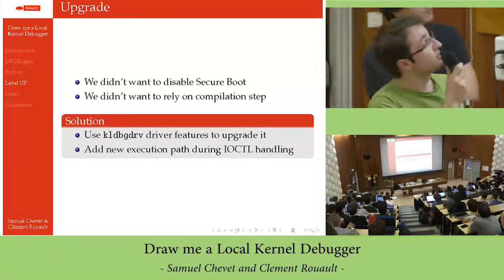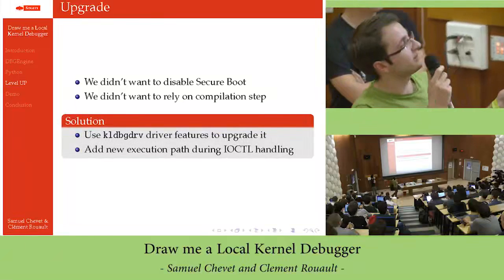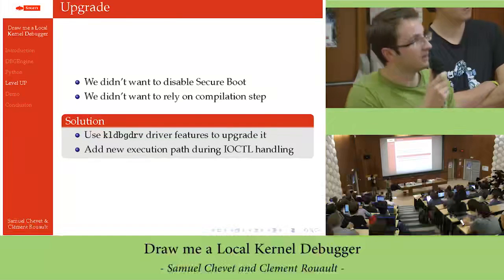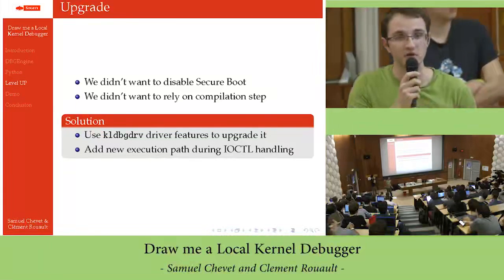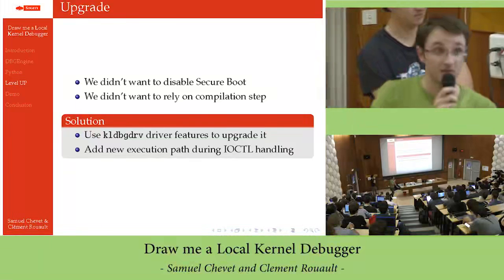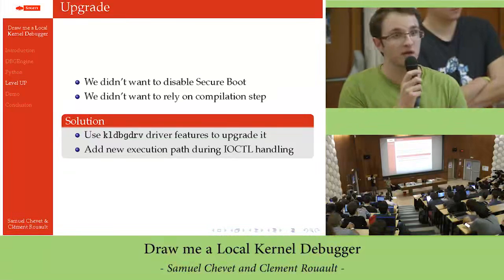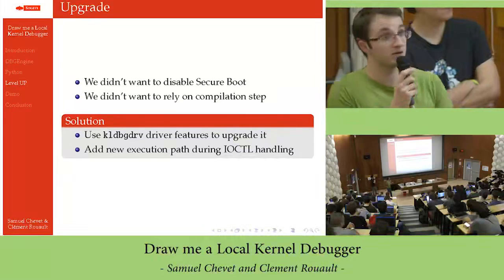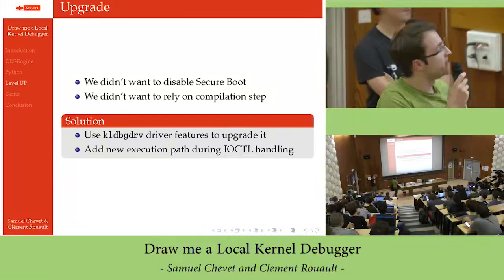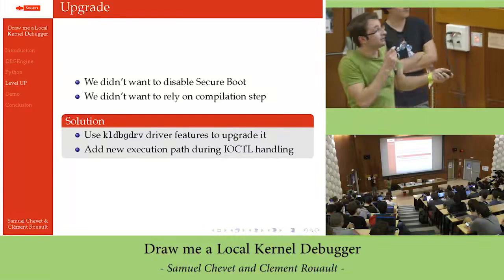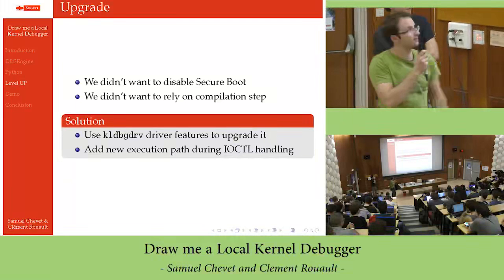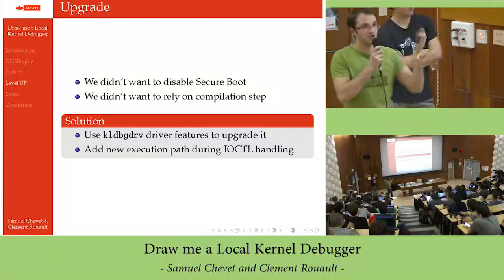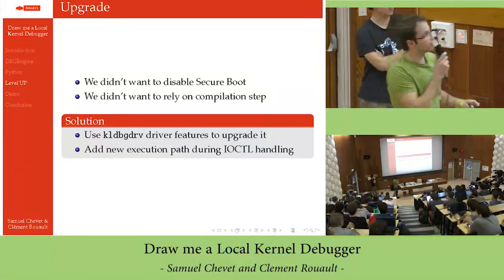So what we will do is use the KLDBG driver feature to upgrade itself. We are able to write in virtual memory. We are able to write in physical memory. We have a driver in memory. Why not write on the driver memory to change its code and upgrade it in the kernel memory? It's pretty simple. All you have to do is take the code that handles the IOCTL, and change the execution path to add your own code.